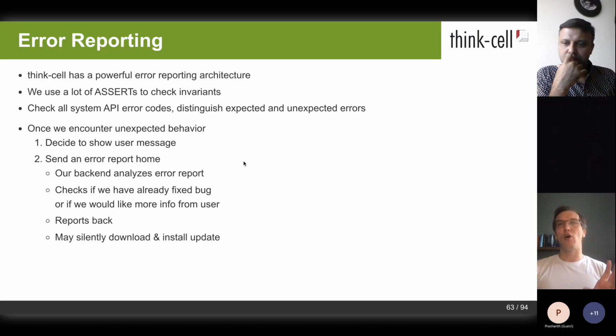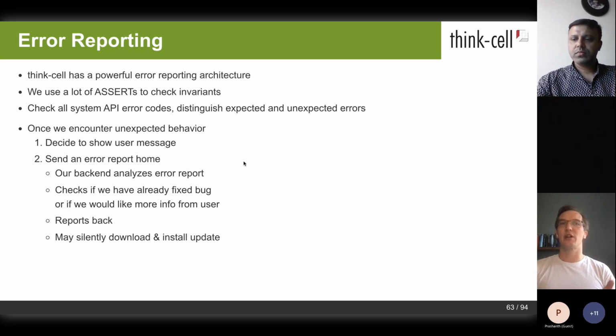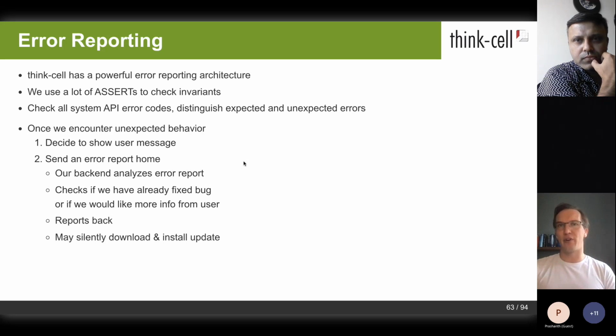We also check all return codes from system API calls that we do. And for each such API call, we distinguish between expected and unexpected errors. So if you try to read a file, for example, it's always an expected error that the file no longer exists because the user or some process just deleted it. You have to handle that error. It's very unexpected, however, that reading a file would return error out of paper. So we don't handle error out of paper when reading a file naturally. But if it would ever happen, we would report that error.